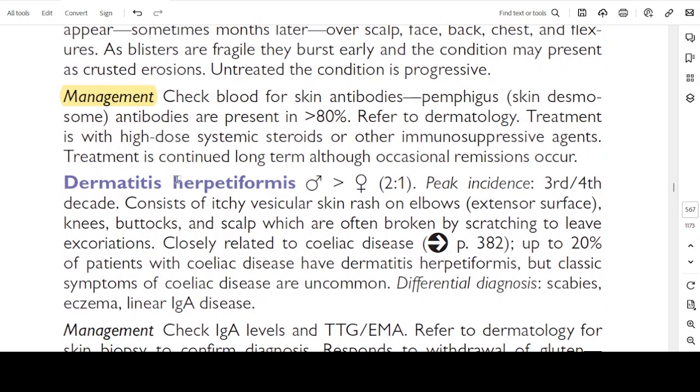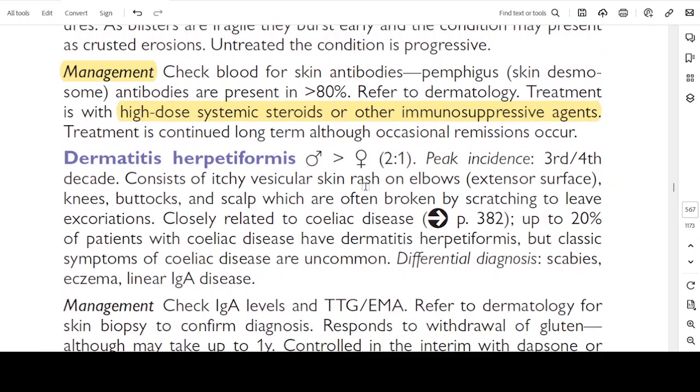Management. Check the blood for skin antibodies. Pemphigus skin desmosomal antibodies are present in 80%. Refer to dermatology. Treatment is with high-dose systemic steroids and other immunosuppressive agents. Treatment is continued long term, although occasional remissions may occur.